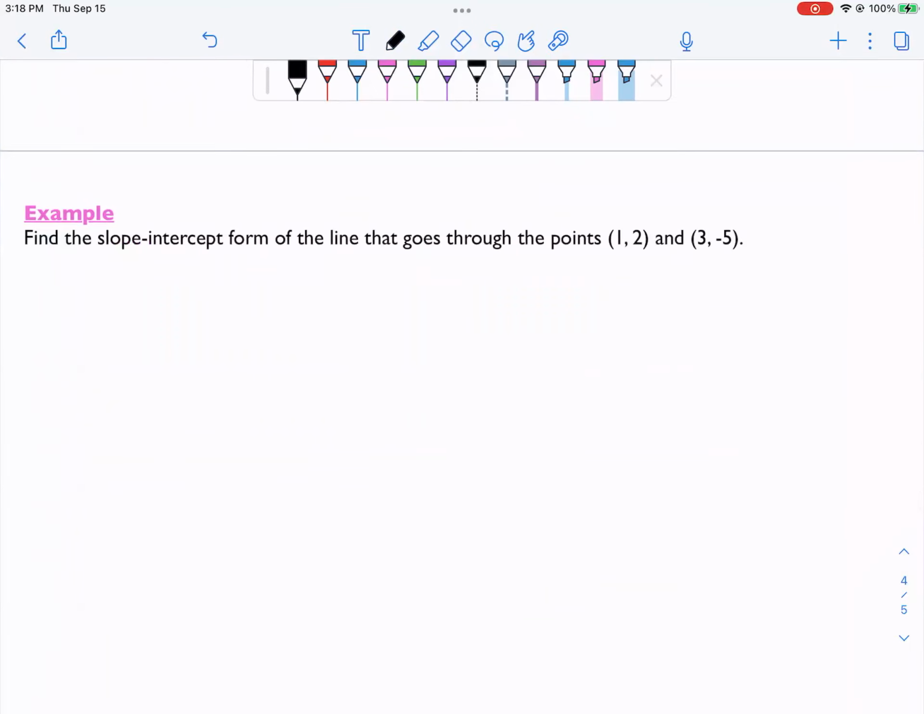So let's look at what that process would look like. Find the slope-intercept form of the line that goes through the points 1, 2, and 3, -5. We're going to find slope using the slope formula. All right, so hold on just one moment. I'm going to go ahead and type out the steps for this one so it looks nice and neat. So I'm going to type those out, and then we'll come back and look at the problem.